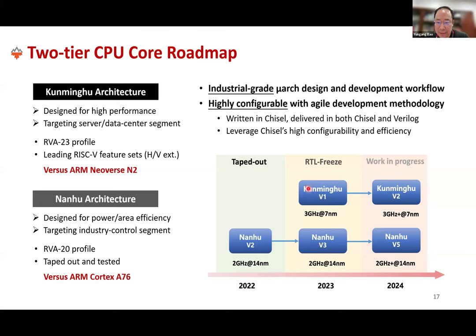This is the roadmap of the two XiangShan cores. The Kunminghu will be taped out; we are working on it. There is the Kunminghu V2, and the target is 3 gigahertz at 7 nanometer technology. For the Nanhu, we are working on the Nanhu V5, and it has already been taped out at 14 nanometer at 2 gigahertz. XiangShan is an industry grade microarchitecture design, and it is also highly configurable with an agile development methodology. XiangShan was written in Chisel, but it can be delivered in both Chisel and Verilog.